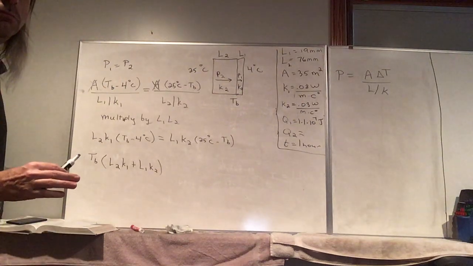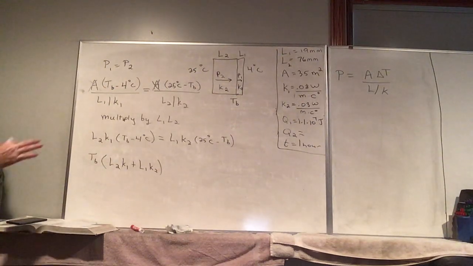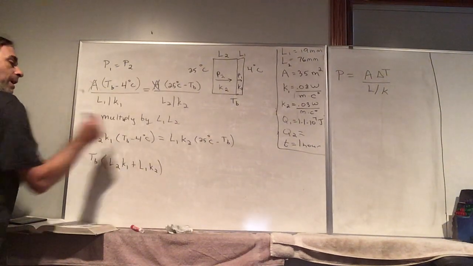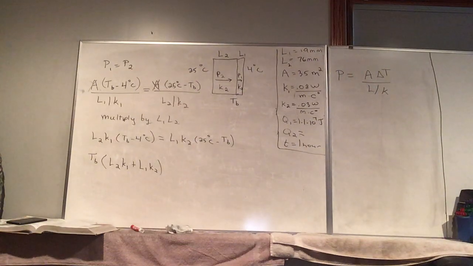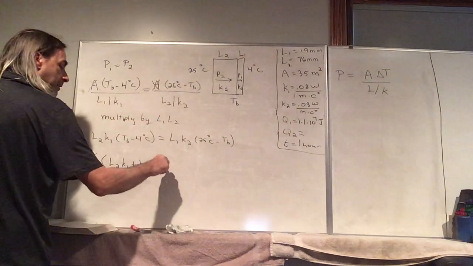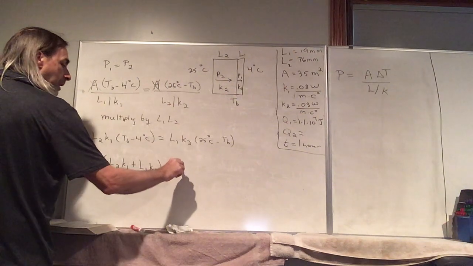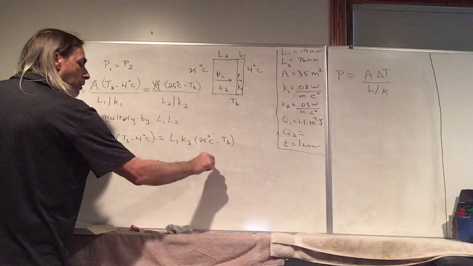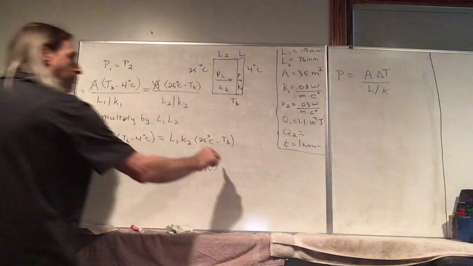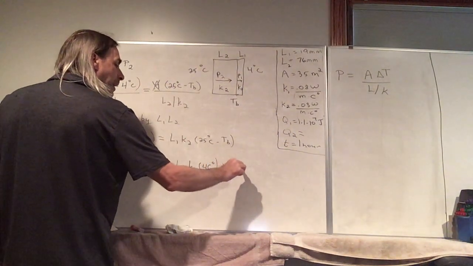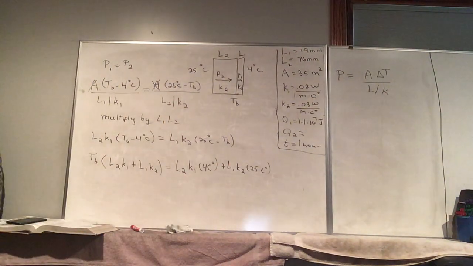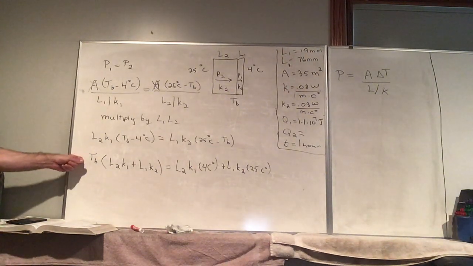Now, just want to check the time here. Doing good. Okay, now this term, when we distribute on the left, we'll have L2K1 times 4 degrees Celsius. But that's negative, so let's bring that to the other side. So we have L2K1 times 4 degrees, and then plus L1K2 times 25 Celsius degrees.